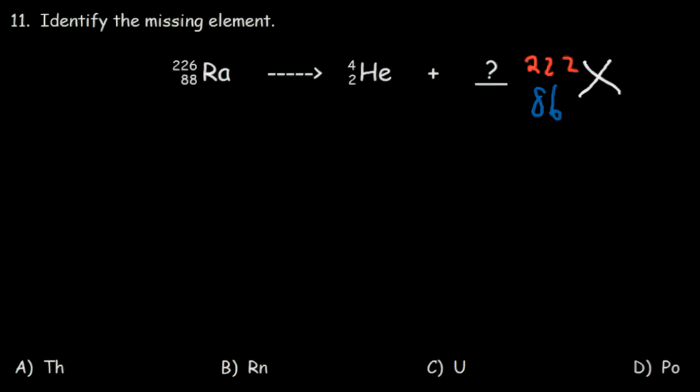Now, the atomic number is really the important number that we need here. That's going to identify the element. So if you go to the periodic table and look for which element has an atomic number of 86, it's radon. So the right answer is B.